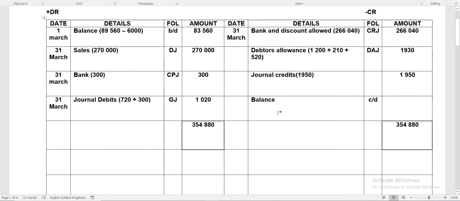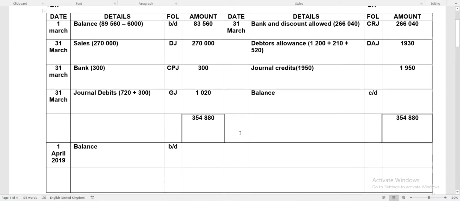So now remember the same balance carried down here should be the opening balance for next month. So 1 April 2019 would have our balance brought down here.